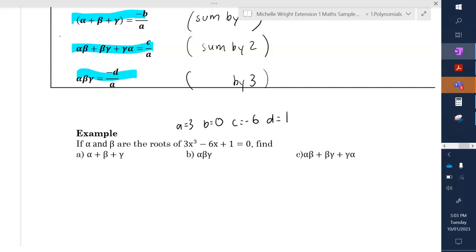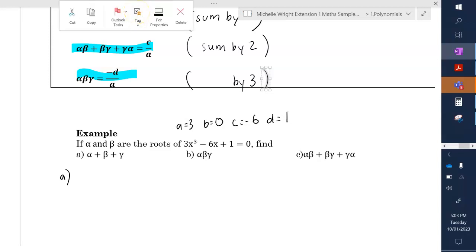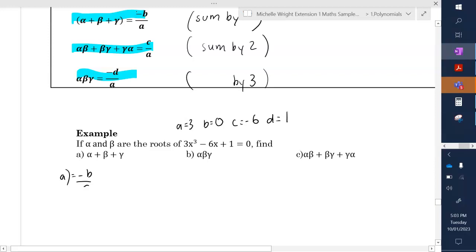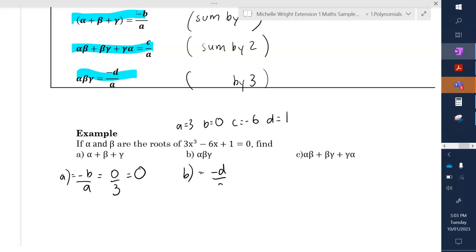Okay, so part a, we're looking for the sum by ones: alpha plus beta plus gamma. The sum of the three roots is minus b on a. Straight up to the top, minus b, it's 0 on 3. So the sum of the roots together is going to be 0. Let's look at b. The product, or the sum by 3: alpha beta gamma is minus d on a. d is 1, so it's minus 1 on 3, so it's minus a third. Okay, those two are very straightforward.